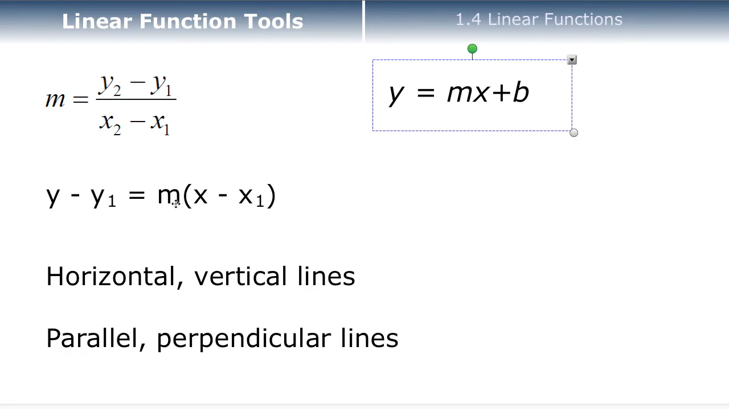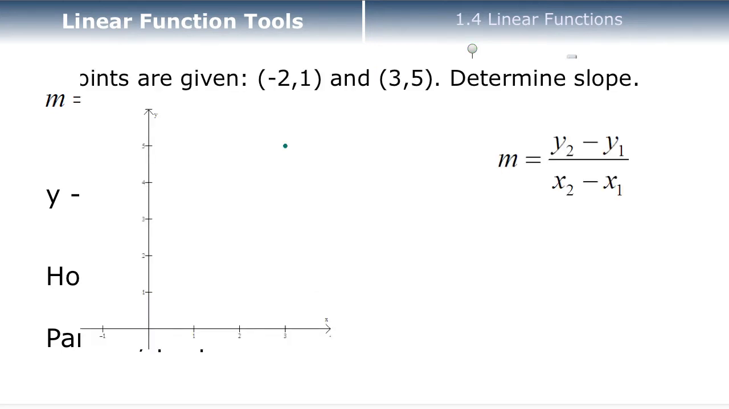Here's another one. This is called the point slope formula, where you can determine the equation of a line if you're given a point, that's the x1, y1 part, and m slope. Also, if you know that something's a horizontal or a vertical line, or if you know they're parallel or perpendicular, that gives you additional information on the line. So let's just try a couple of examples where we use those tools to help us out.